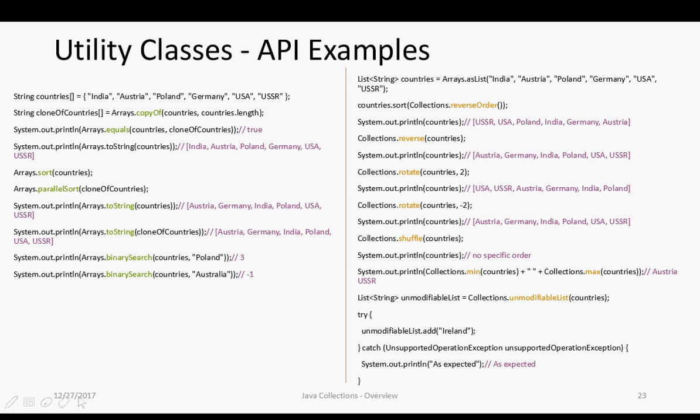Now giving the example of unmodifiable list, here at this point I'm creating the unmodifiable list, and if I try to add or remove the elements to the list, I will get unsupported operation exception, and you will see in the output that, as expected, it has been returned.